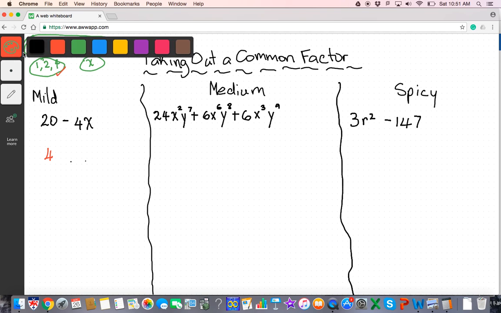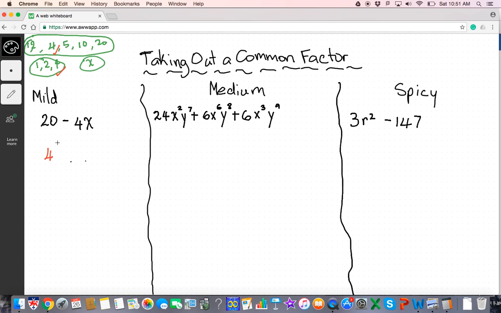So at this point, we can go ahead and open up parentheses. And now we take that 4, which is our greatest common factor, and we divide each thing in our expression by that 4. So 20 divided by 4 gives us 5, and negative 4x or minus 4x divided by 4 gives us minus 1x. So that's how we factor out a greatest common factor.